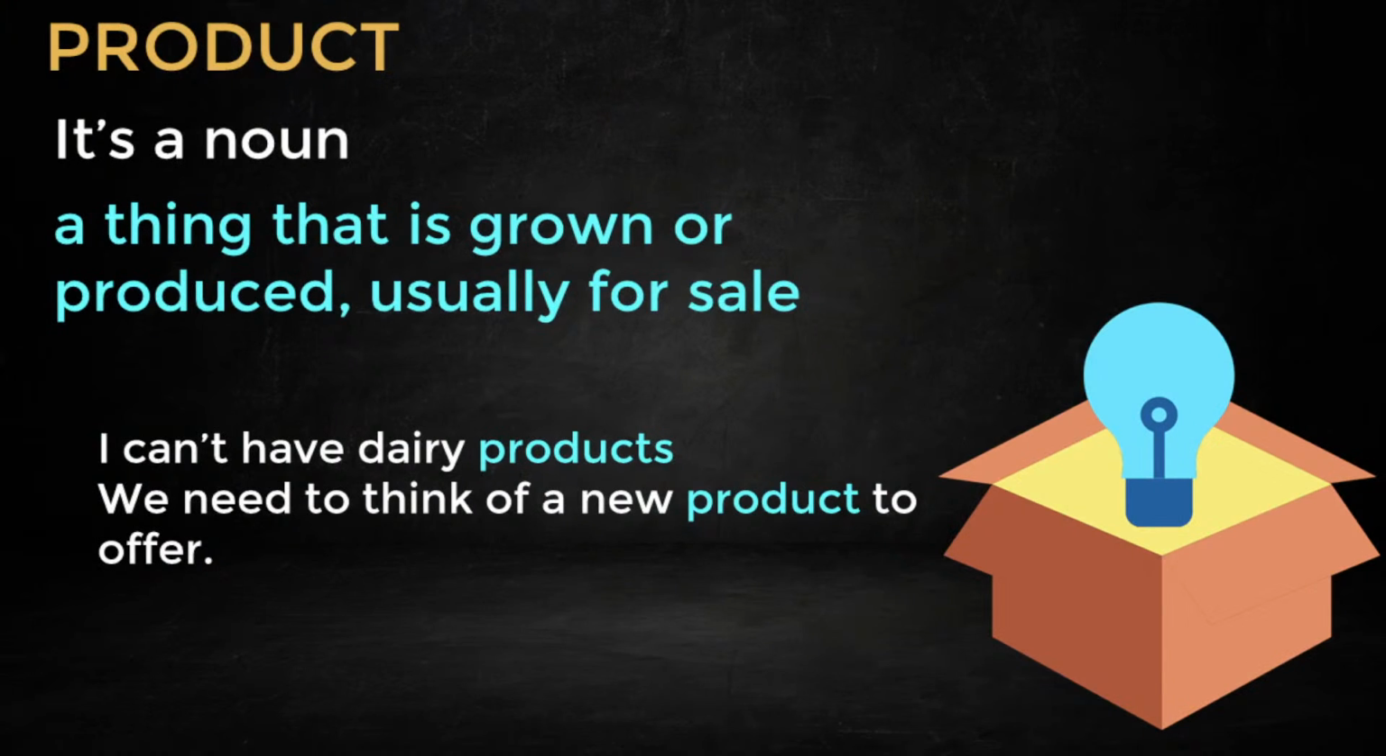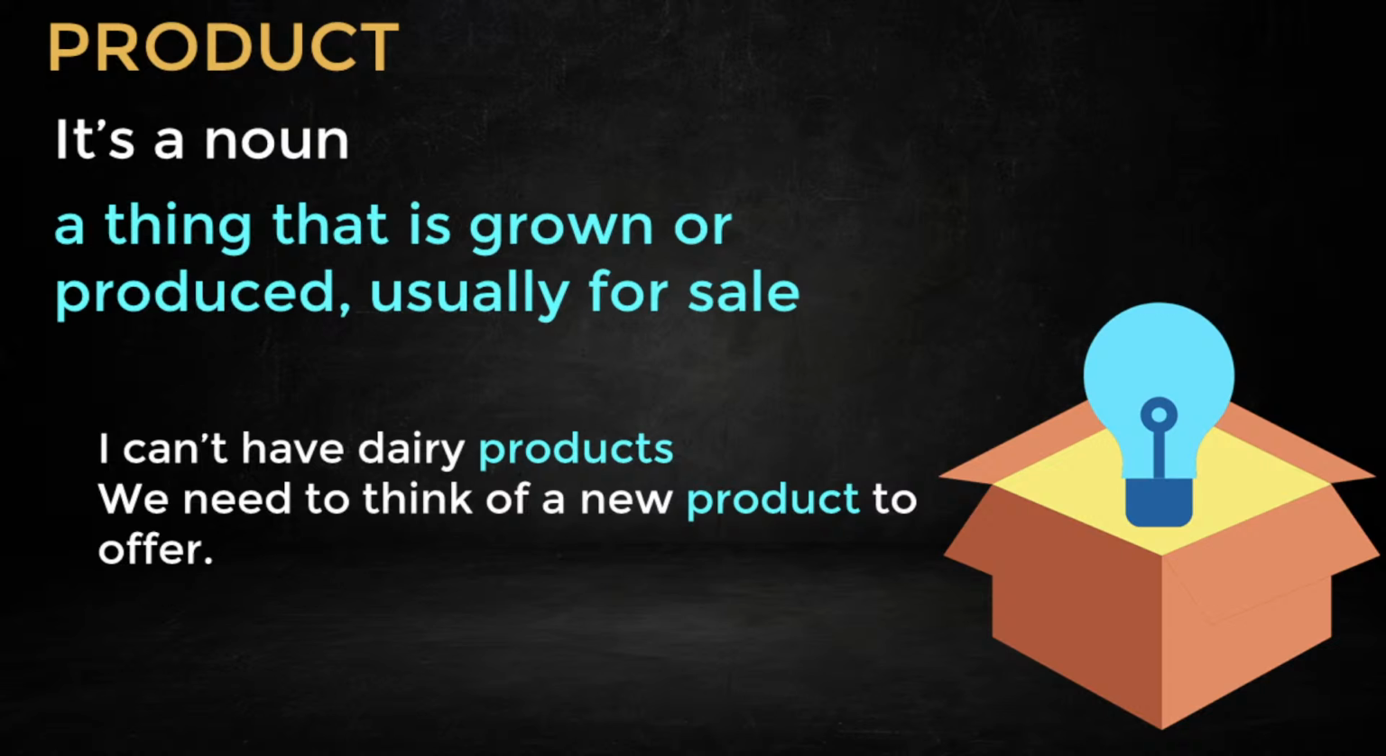A product is a noun. It's a thing that you can grow, that you can produce, that you can create, and you usually sell it, okay? So when we think of product, we typically think of sales, okay? So this is a noun.